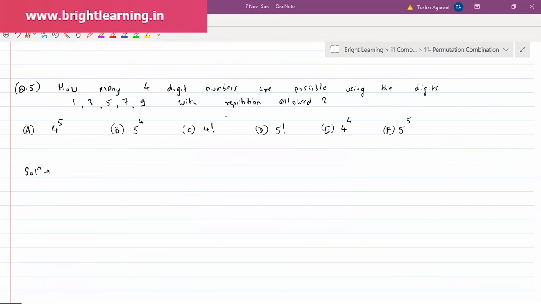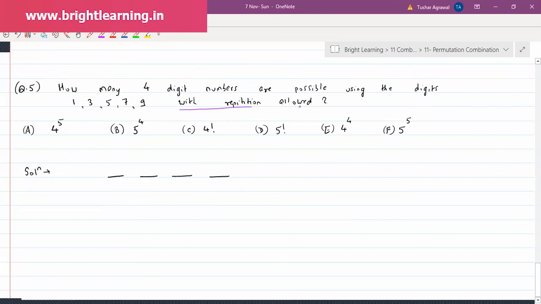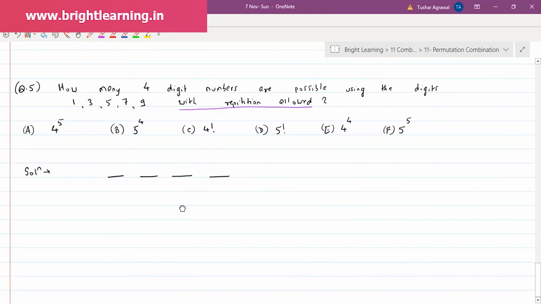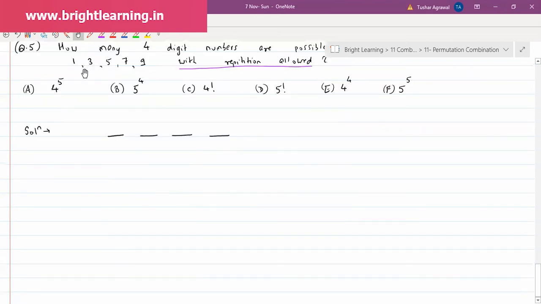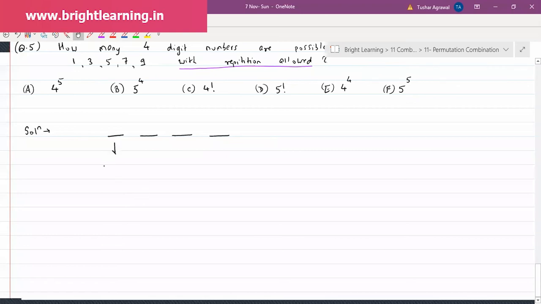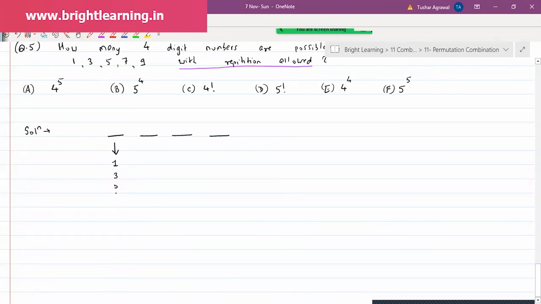See, how many 4-digit numbers are possible using the digits this? So 4-digit numbers, so we have 4 positions: 1, 2, 3, 4. And what is it saying? With repetition allowed. Okay, fine. Repetition is allowed. Now, what digits has he given me? 1, 3, 5, 7, 9. So at the first position, behind that lock, I have 1, 3, 5, 7, 9. So there are 5 choices. Yes or no?